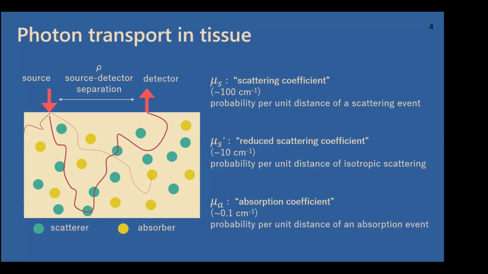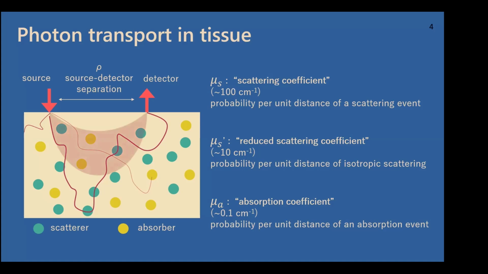The reduced scattering coefficient, or μs prime, is the probability per unit distance of isotropic scattering, so all directional information is lost. And then the absorption coefficient, or μa, is the probability per unit distance of an absorption event occurring.